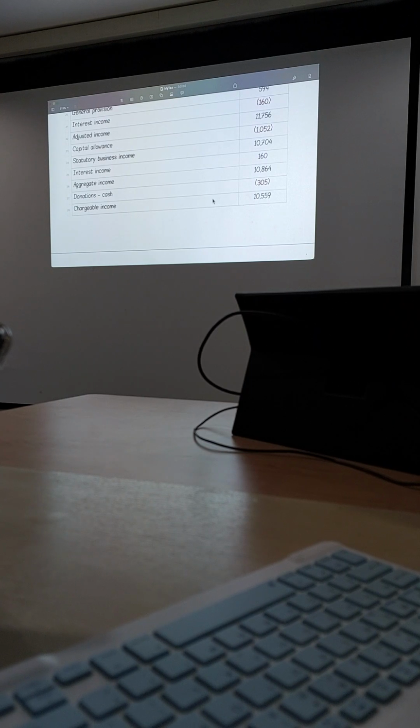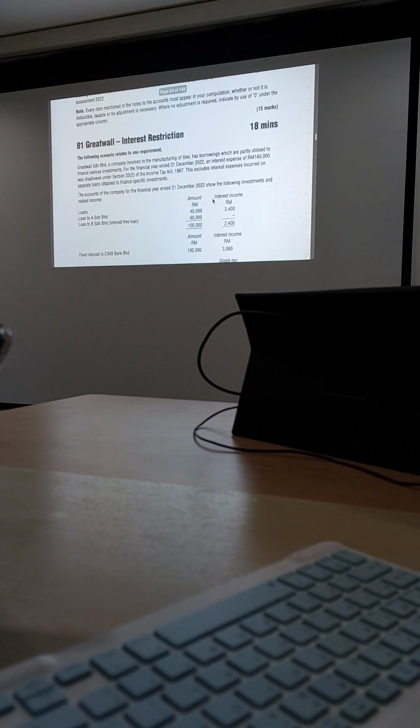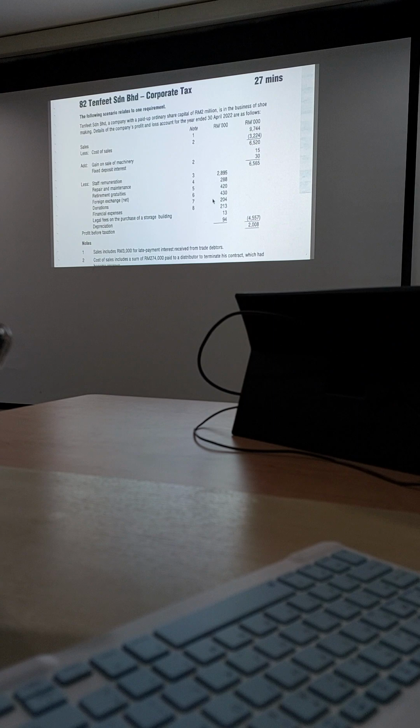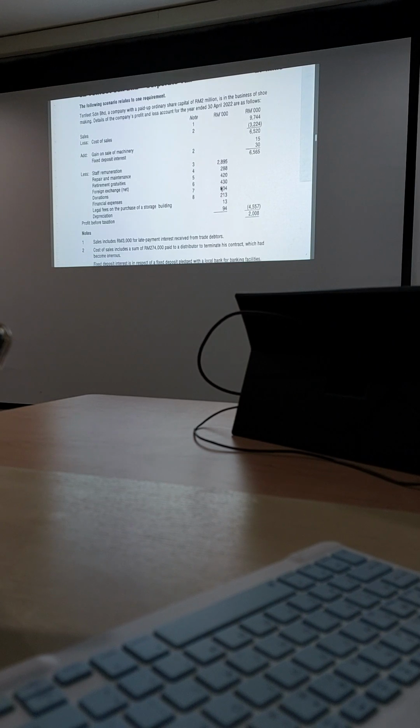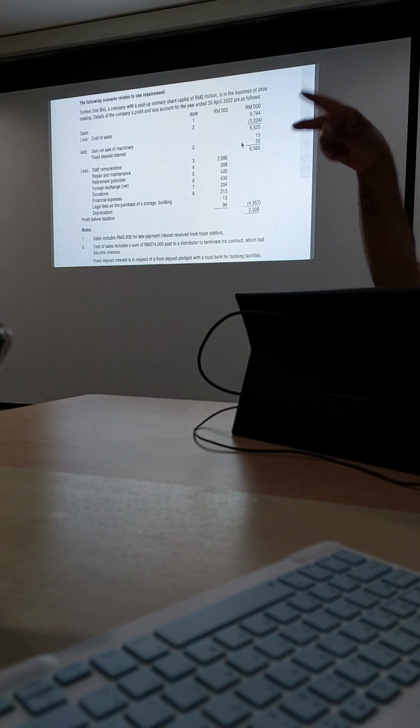For the donation, you just take the cash donation figure. There is no need to split them individually. This question is not so hard, nothing complex. Just take the amount like that.